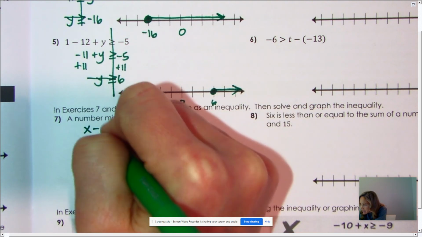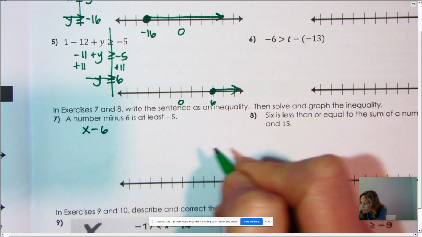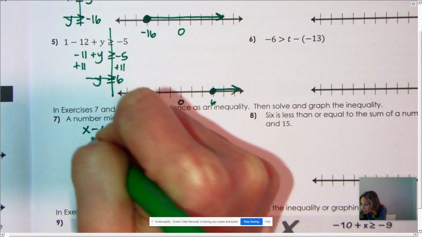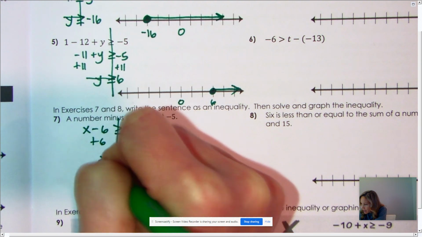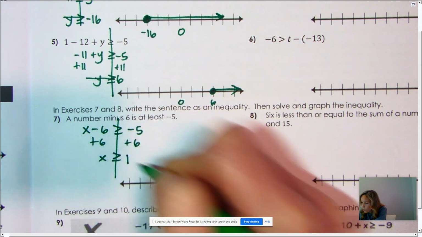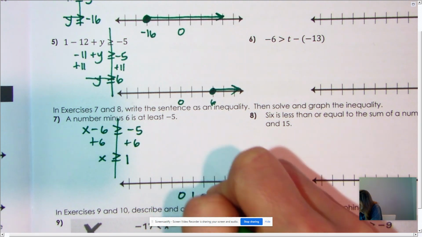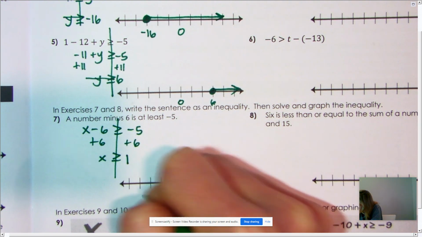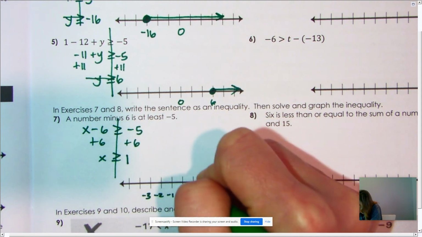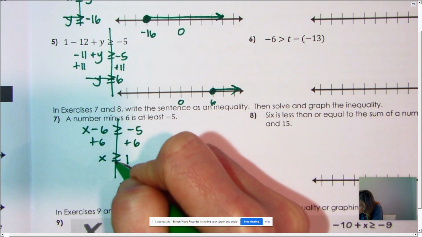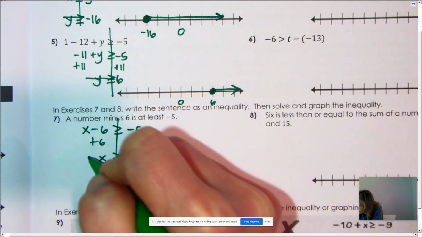Minus 6 is at least, so greater than or equal to negative 5. And then we want to solve it, plus 6 on both sides, so x is greater than or equal to 1. Make sure that you guys are hitting pause on me to try the problem first, and then check your work, okay? I'm going to put 0, 1, 2, 3. I'm going to put a circle at positive 1. X is greater than, and it's or equal to, so I can color it in.